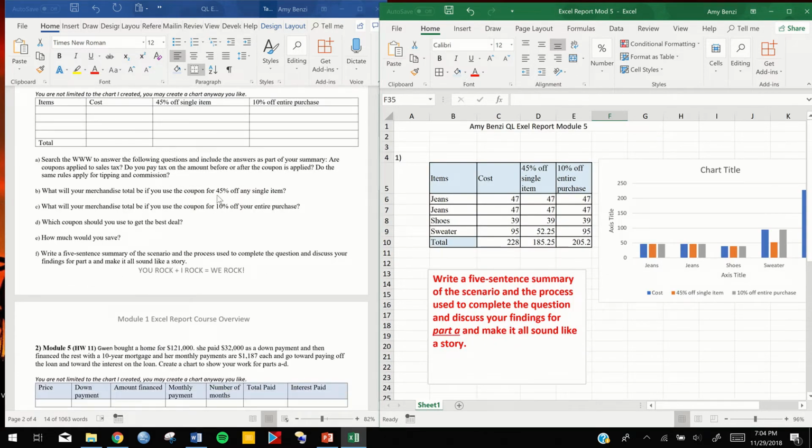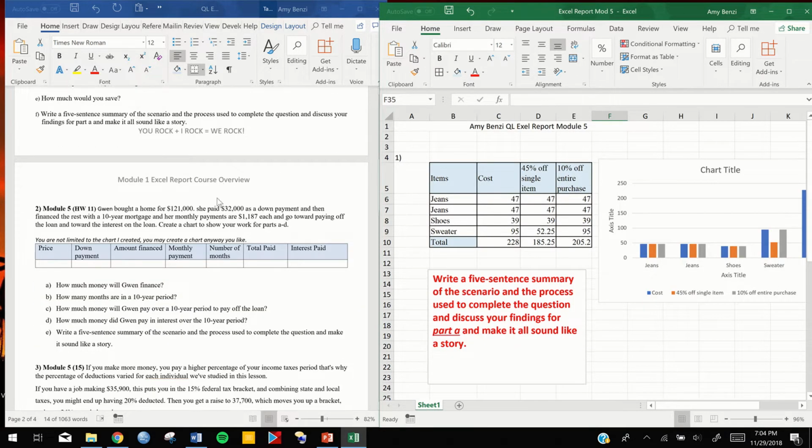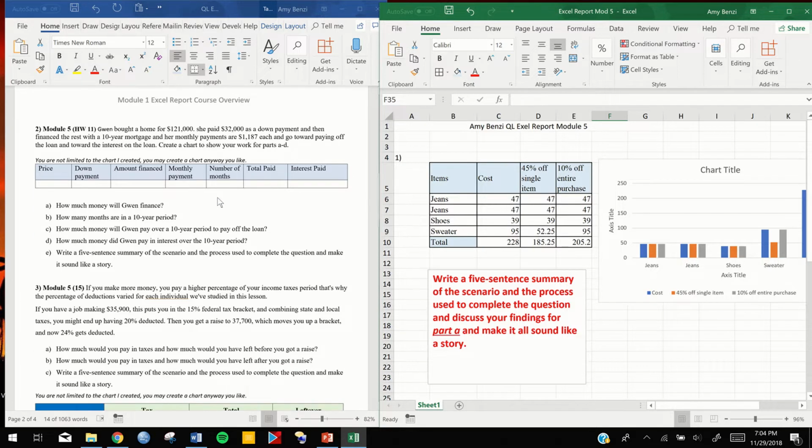All right, guys, it looks like we're ready for number 2. Number 2, we are talking about Gwen buying a house. She buys a house for 121 grand. She pays 32 grand down and then finances the rest with a 10-year mortgage and monthly payments of $1,187. Those payments go toward paying off the loan and the interest on the loan. We're going to create a chart answering questions alpha through delta.